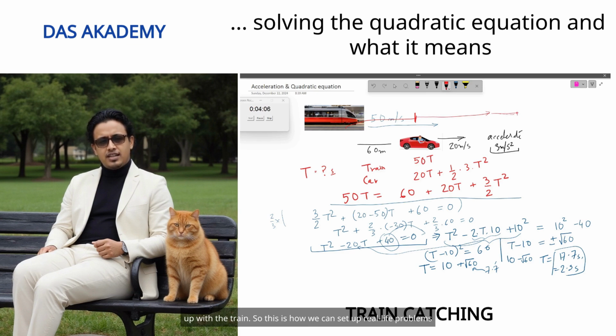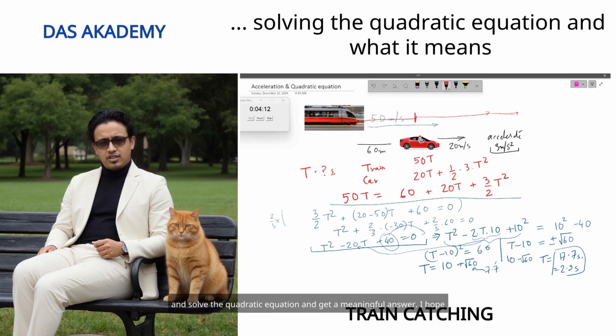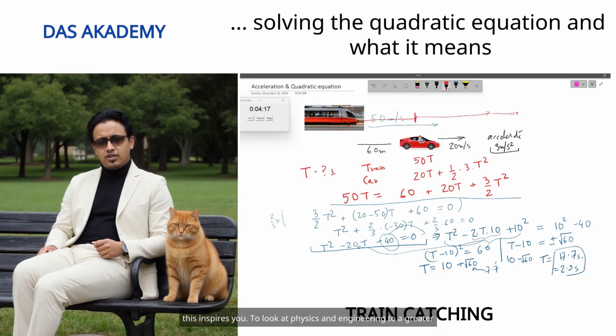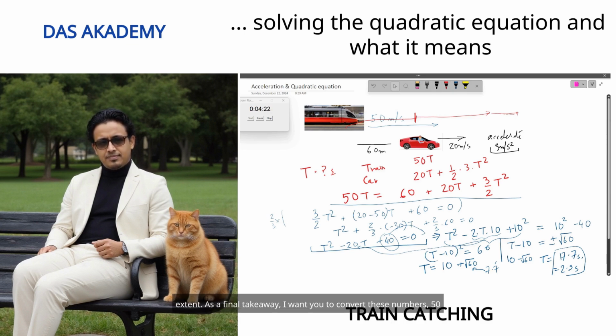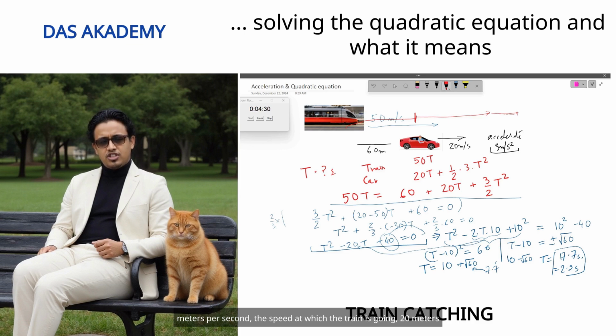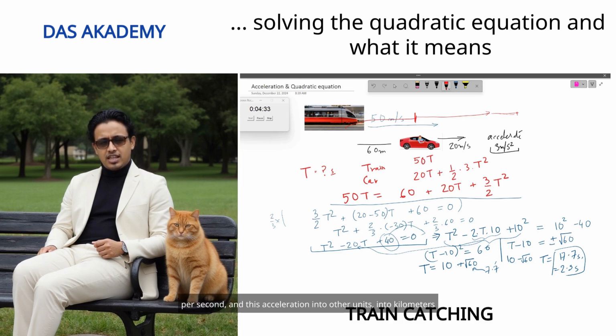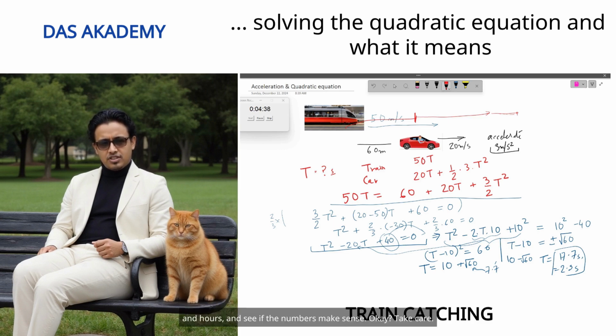So this is how we can set up real life problems and solve the quadratic equation and get a meaningful answer. I hope this inspires you to look at physics and engineering to a greater extent. As a final takeaway, I want you to convert these numbers, 50 meters per second, the speed at which the train is going, 20 meters per second, and this acceleration, into other units, into kilometers and hours, and see if the numbers make sense. Okay? Take care.